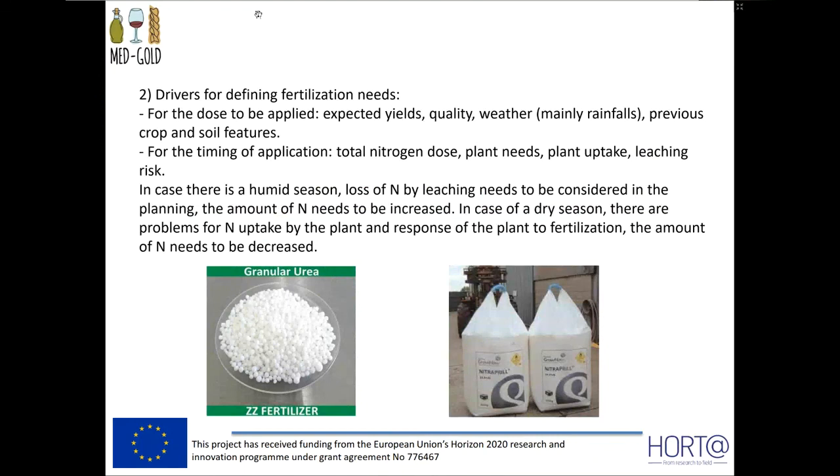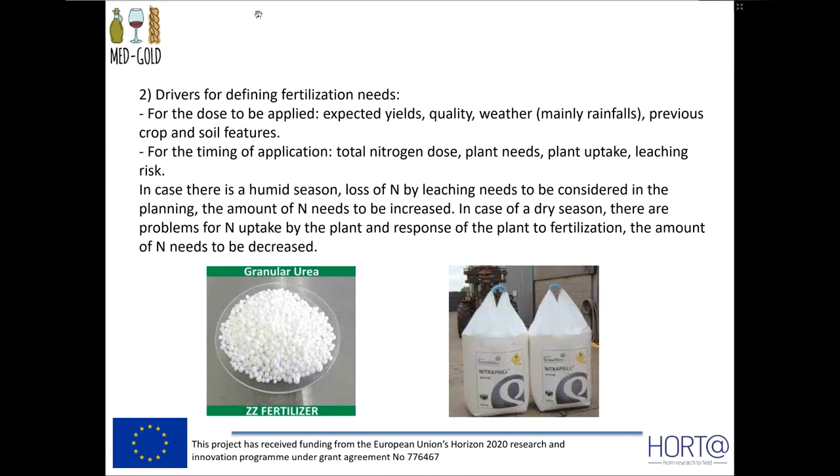Next slide. And here we pay attention to drivers for defining fertilization needs. The dose to apply depends on expected yield, quality, for example the test weight or the percentage of protein that you have to get in the kernel, the weather, previous crop, and soil features. For the time of application: total nitrogen dose, plant needs, plant uptake, leaching risk.